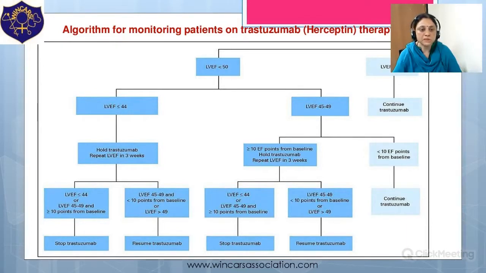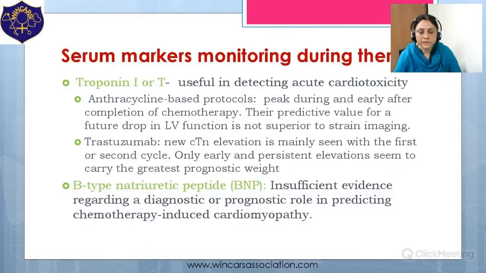In patients with ejection fraction less than 45, withhold the treatment and repeat the ejection fraction at 3 weeks. If the ejection fraction improves, resume the treatment, or else stop and discontinue the treatment. The role of serum markers is controversial.